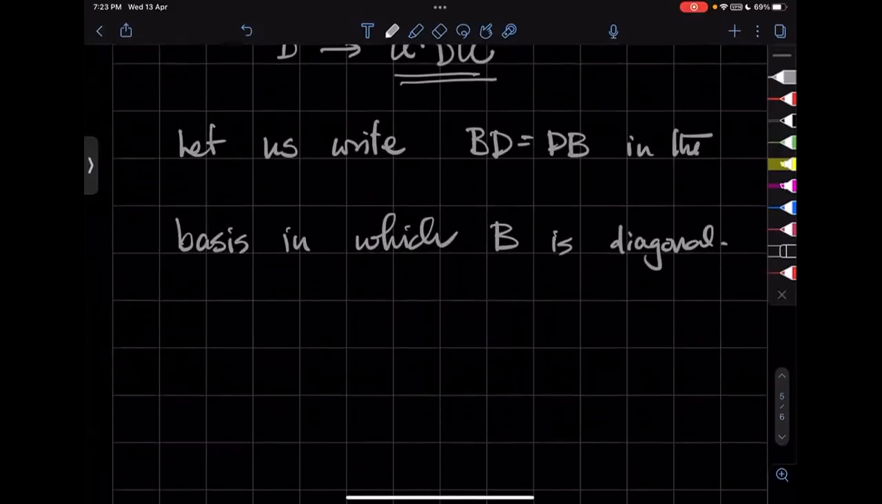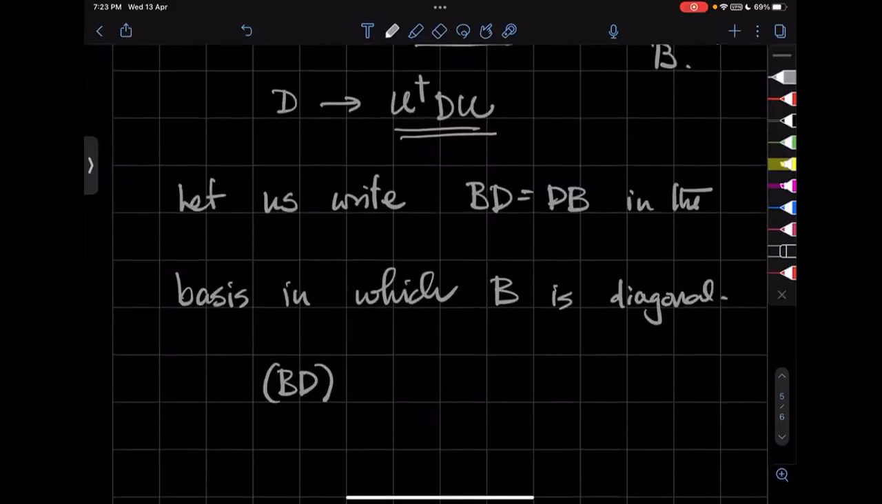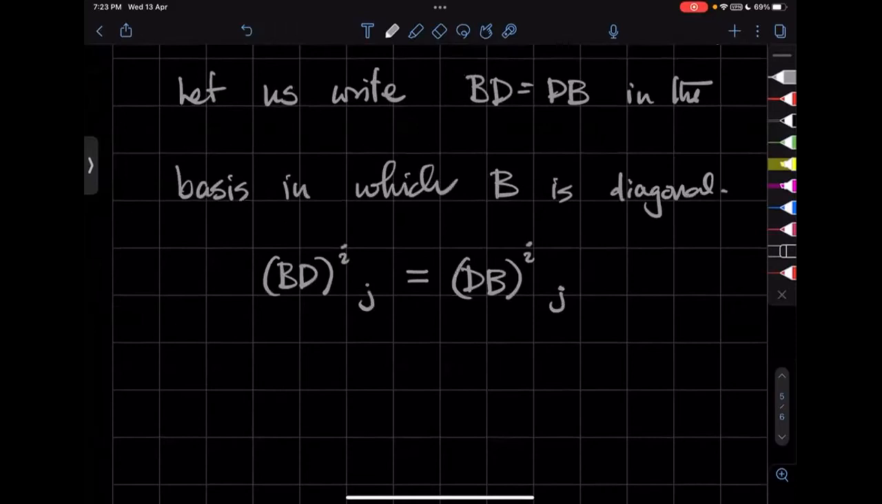So BD is a matrix. Let me write its matrix element. I is the row, J is the column. And that's equal to DB, I is the row, J is the column. Now, there's a matrix multiplication here, but remember that B is a diagonal matrix now, right?